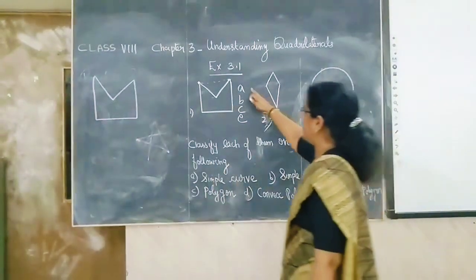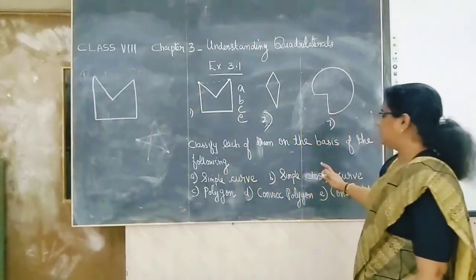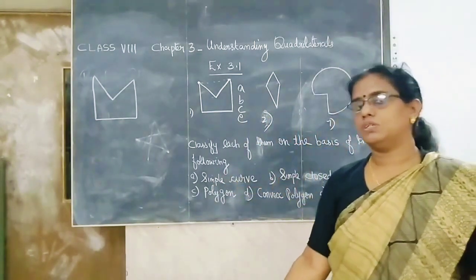It is a concave polygon because one of the diagonals is coming outside the figure. So the answer is A, B, C, E. That is, A is satisfied, B is satisfied, C is also satisfied, and E is also satisfied.